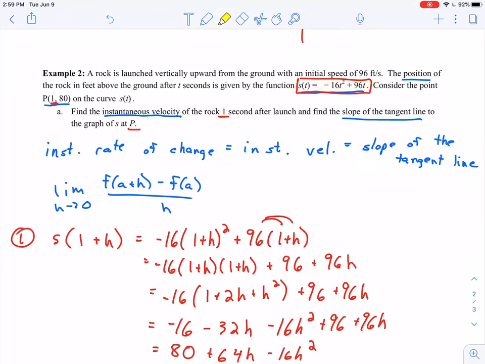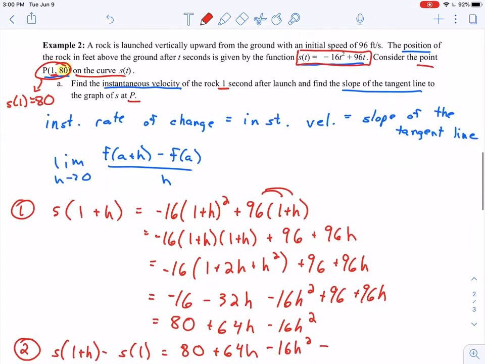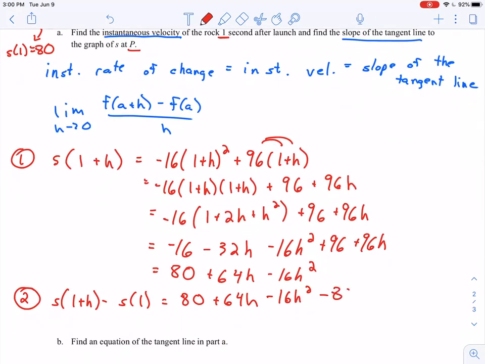But s of 1, I know the y value. That's just the y value of my function at x equals 1. So I know that in this case, another way for this to be phrased is to say s of 1 is equal to 80, because I know that that's a point on the curve. So I'm just going to subtract 80 here. And look at that, 80 minus 80, those two cancel.